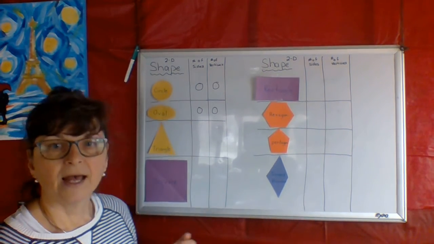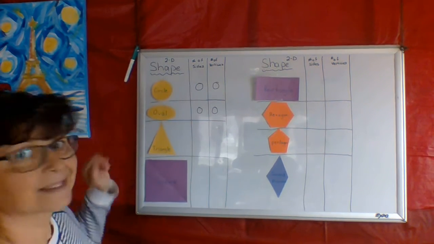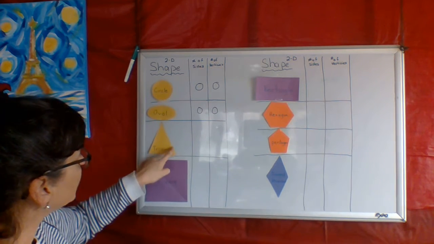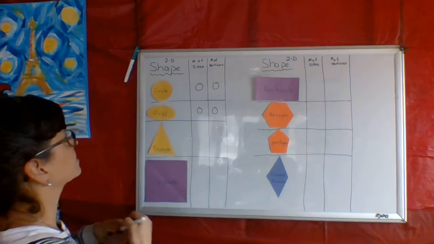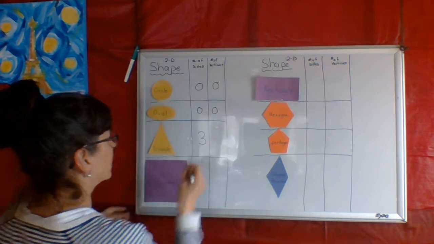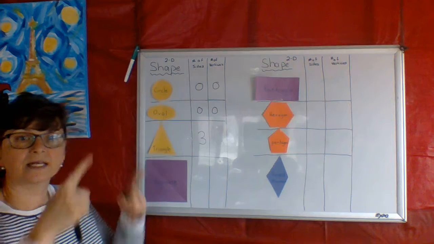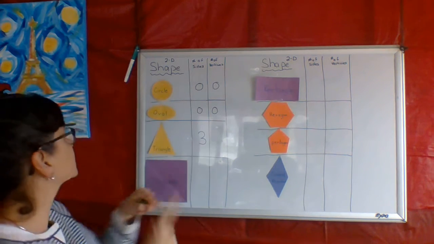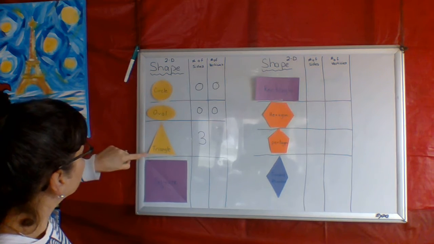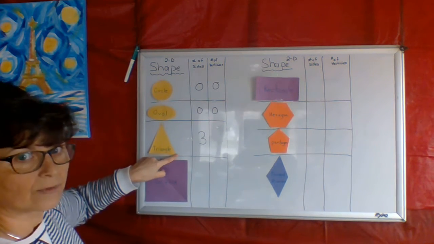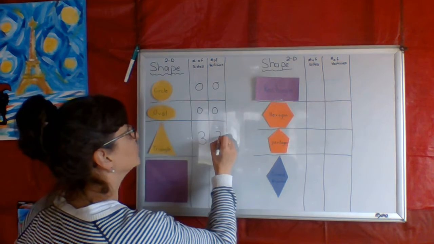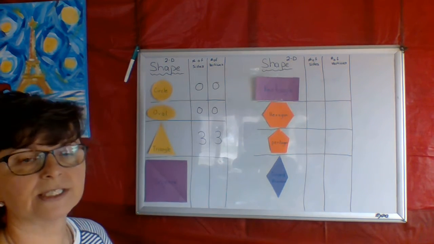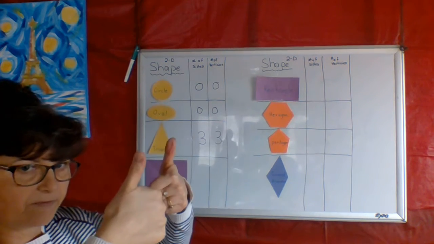Next one. This shape has, let's count, 1, 2, 3 sides. So let's fill that in. We have 3 sides. And now we're going to point to the corners or the vertices where the 2 sides meet. 1, 2, 3. If you knew it's 3 sides and 3 vertices, thumbs up for you.